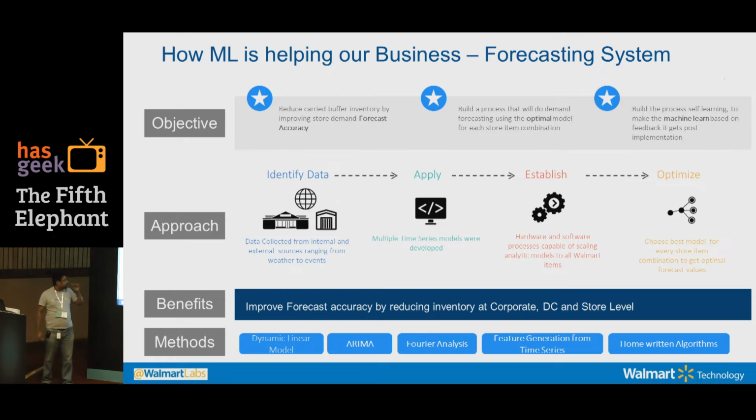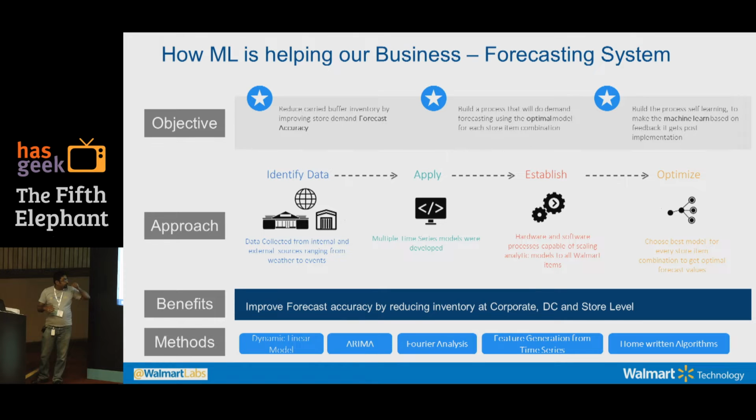So we collect various internal and external data sources. We create multiple time series models on top of them. We build our hardware and software capability so that we scale up at a Walmart scale and then choose the best model for each store item combination. I'll be going into a deep dive of the architecture after this, but this is where I want to focus on.